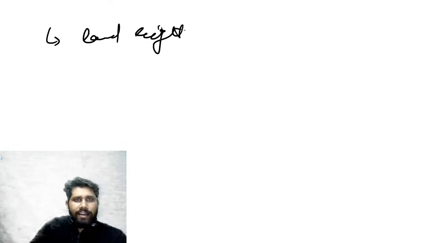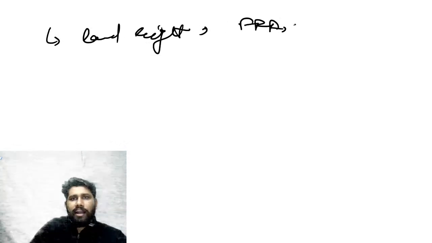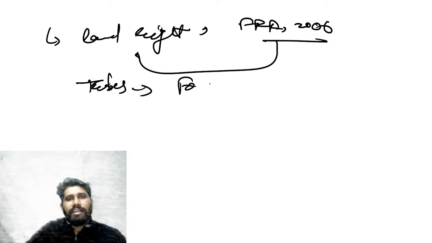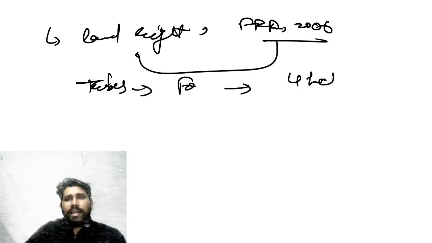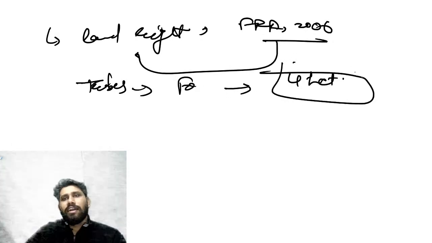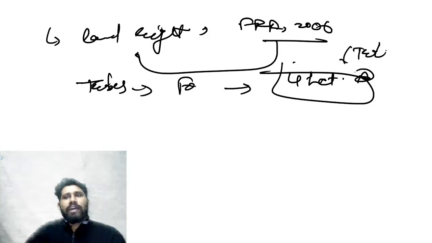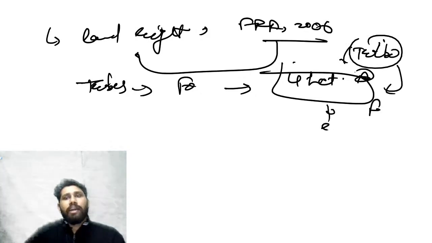One more thing, guys, land rights under the FRA Act of 2006 that have been given to the tribes residing in the forest areas. Please try to remember it. The maximum land rights that can be recognized under it is 4 hectares. More than 4 hectares cannot be given or recognized to any tribe or any person residing in the forest areas.